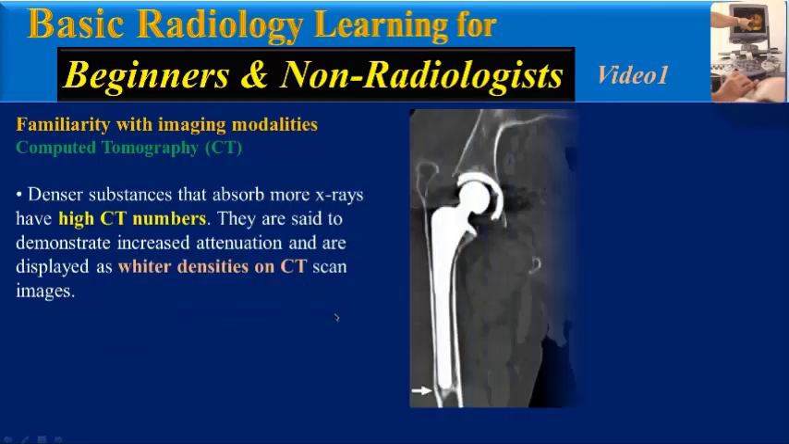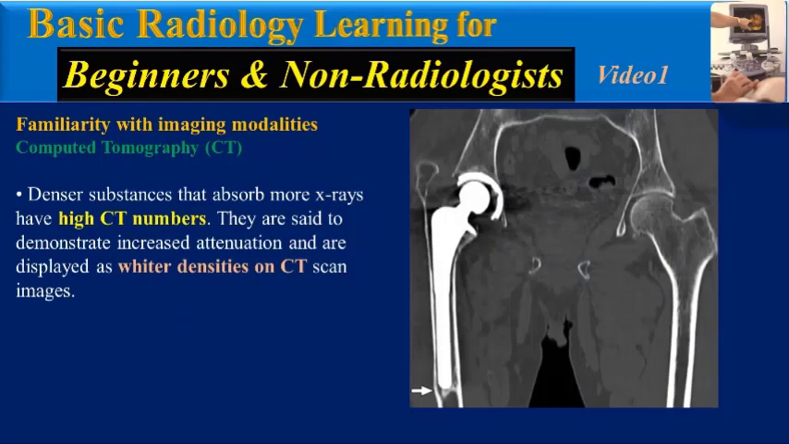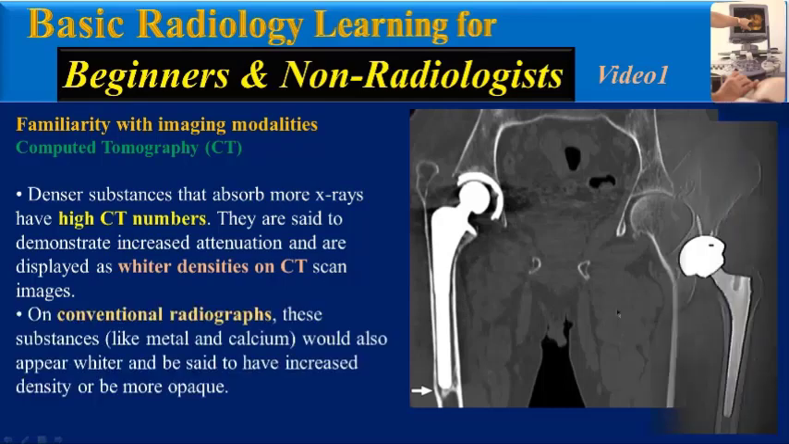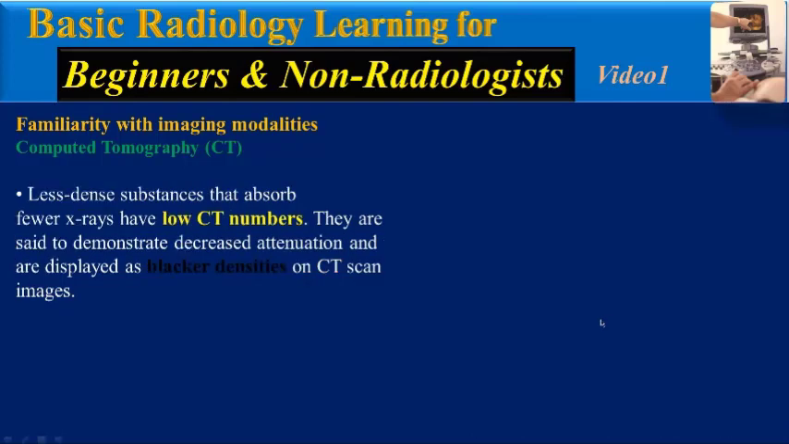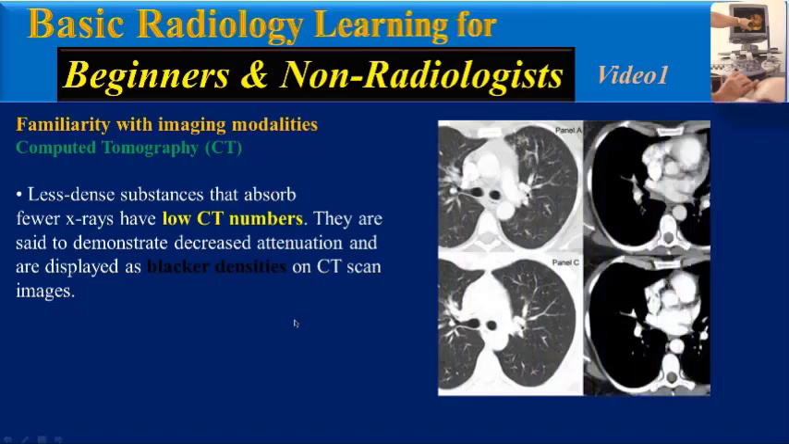Denser substances that absorb more X-rays have high CT numbers. They are said to demonstrate increased attenuation and are displayed as whiter densities on CT scan images. On conventional radiographs, these substances like metal and calcium would also appear whiter and be said to have increased density or be more opaque.